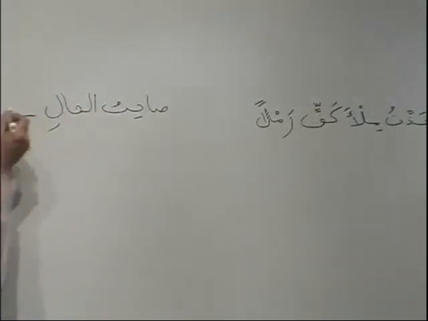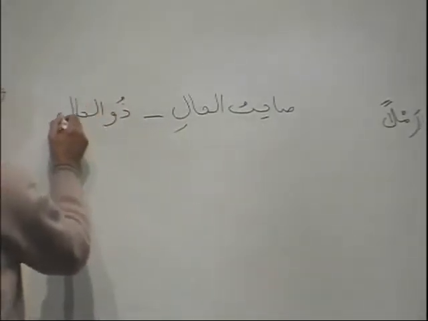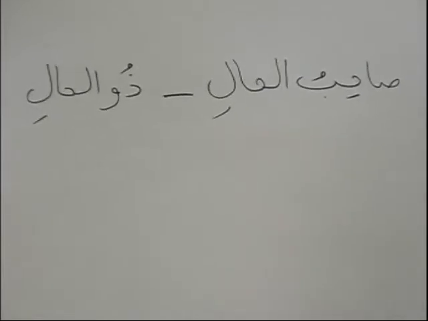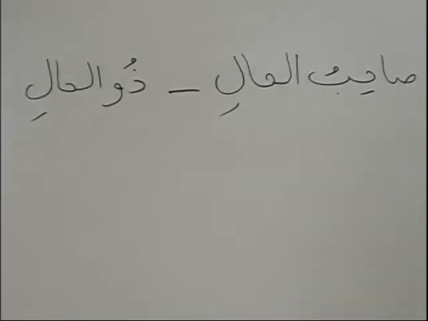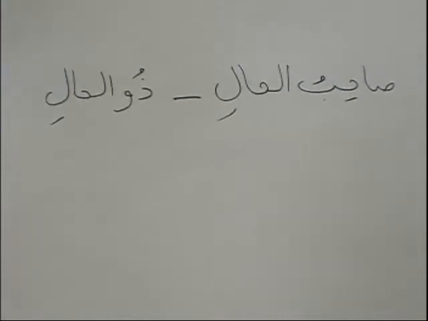There is another name for this. What is it? Zulhal. Zulhal or Sahibulhal. Okay. It expresses the state of the Sahibulhal while an act is taking place. Ja'a Bilalun. What is the translation? Ja'a Bilalun. Bilal came. Now I want to say, how did he come? Kaifa ja'a? Did he come walking? How did he come? Okay.